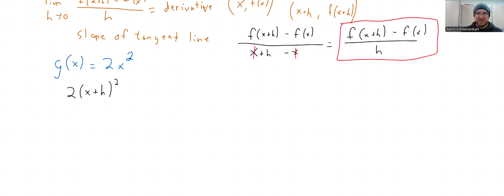So I've taken care of my first term here. Minus g of x. I just plug in the thing. That's my second part here. And finally, just h. I have now plugged into the difference quotient.